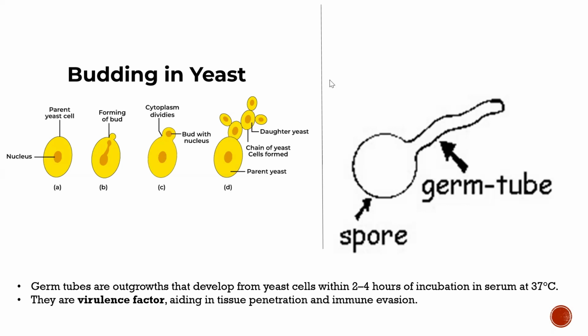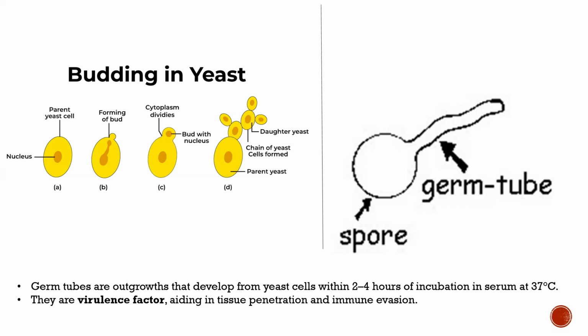So the germ tube is one of the major characteristics that is used in identifying Candida albicans in the lab. They are outgrowths that develop from yeast cells within 2 to 4 hours of incubation in serum at 37 degrees Celsius. They are a virulence factor aiding in tissue penetration and immune evasion. What they actually do is aid Candida albicans in increasing pathogenicity or invasion of the host cell or the host body.